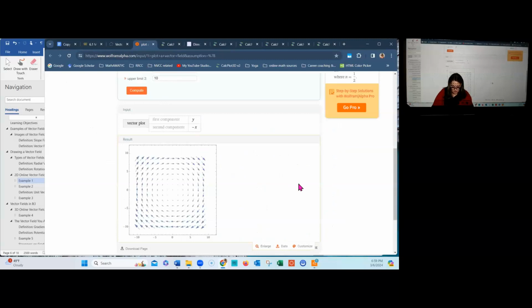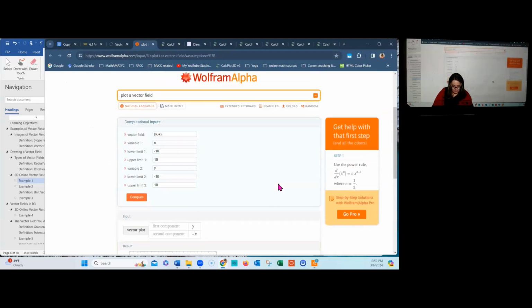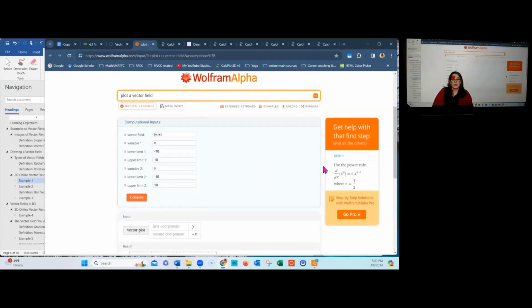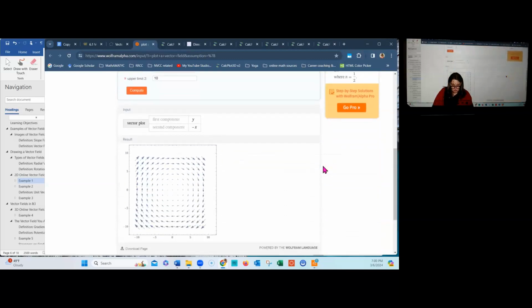Wolfram Alpha also has a vector field plotter where you say plot a vector field, and then you say what kind of vector field you want, what the equations are. So P is equal to Y, Q is equal to negative X. You give your variables and your limits, and by limits, they refer to the actual grid on which you want to plot the vector field, from -10 to 10 in both.